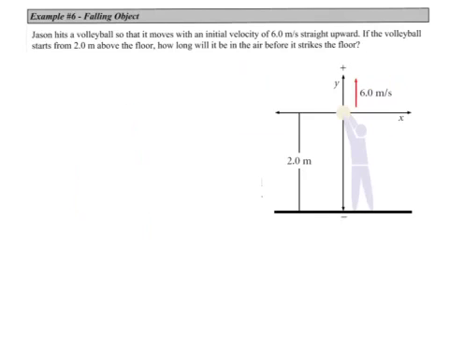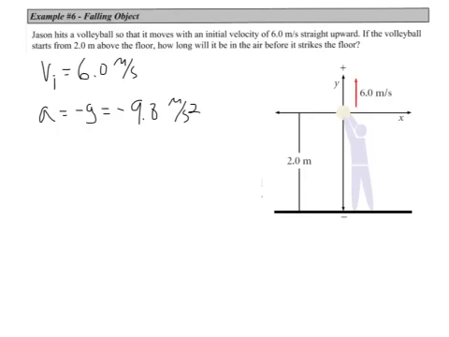Okay, so let's look at an example. Jason hits a volleyball so that it moves with an initial velocity of 6 meters per second straight up. If the volleyball starts 2 meters above the floor, how long will it be in the air before it strikes the floor? So let's start by looking at what we know. We know that our initial velocity is 6 meters per second. We know that our acceleration is going to be this negative 9.8 meters per second squared.